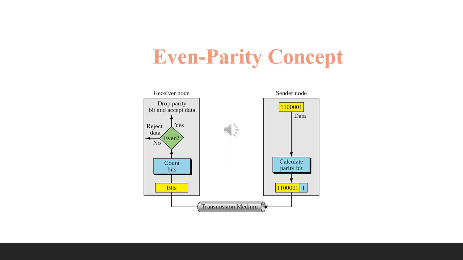We have a concept of even parity. If we see at the sender node, we have data 11000001. Then we calculate the parity bit. If you are calculating an even parity bit, then the number of ones in the data is odd right now, it is 3. To make that number even, we add 1 to it. So the even parity bit would be 1, so that the number of ones in the total data including the parity bit should be even, and that's why it's called even parity concept.